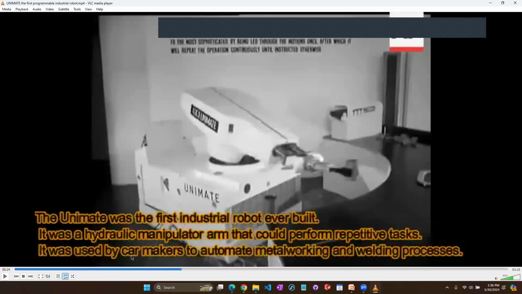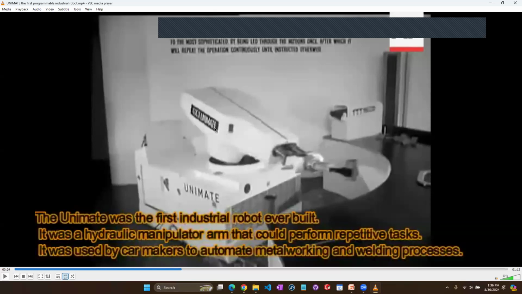And they say that it was used by car makers to automate metalworking and welding processes. There's another more descriptive documentary on this robot. If you have time, check that out.